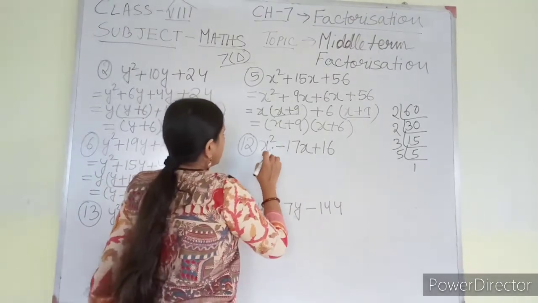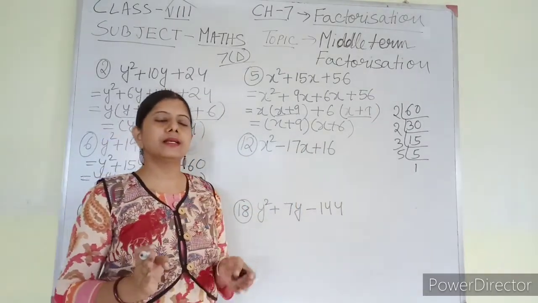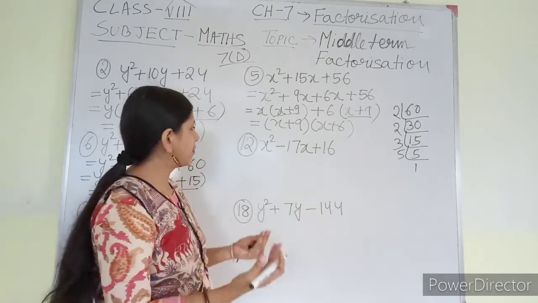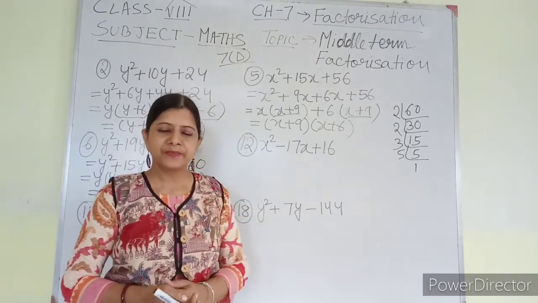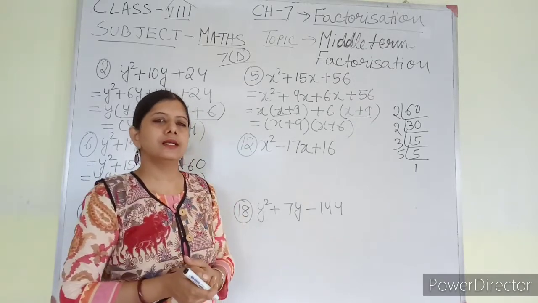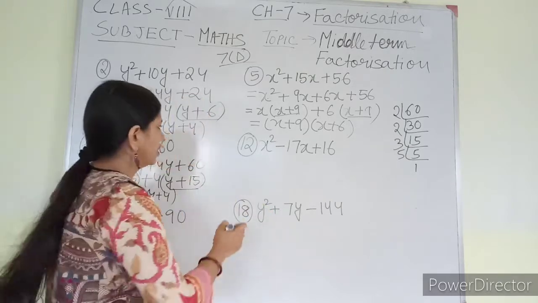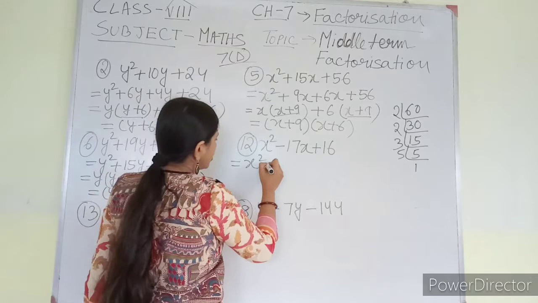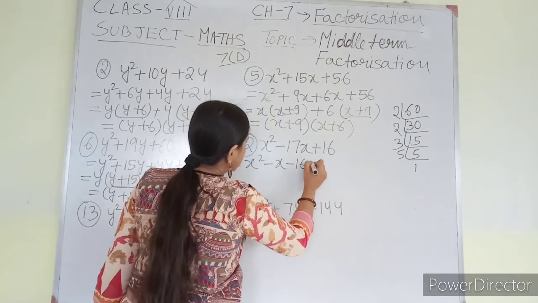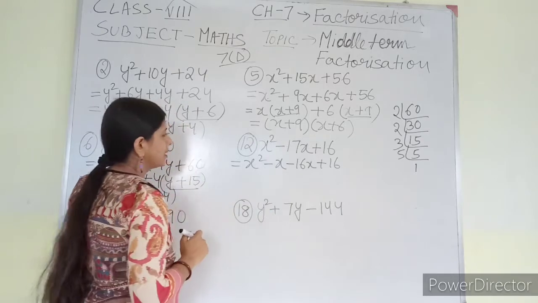Now this one, x square minus 17x plus 16. 16 has to be divided in such a way in the factor so that after multiply I can get 16 and after plus minus I can get 17. 16 ones are 16 and 16 plus 1 is 17. So 17 can be divided as minus 16 minus x. So I can write it as x square minus x minus 16x plus 16. Minus x and minus 16x is minus 17x.